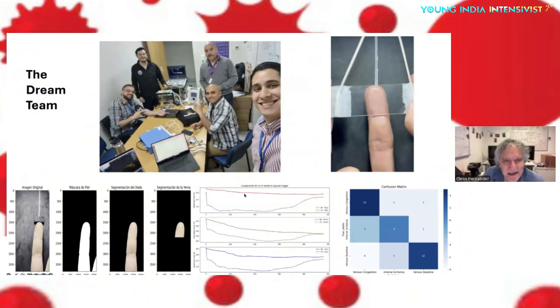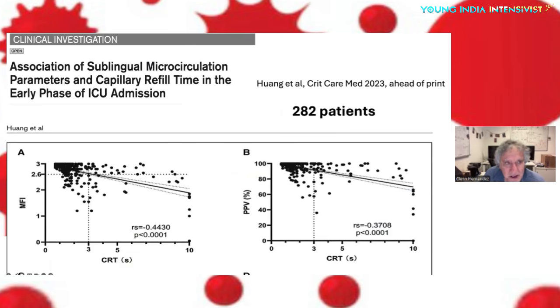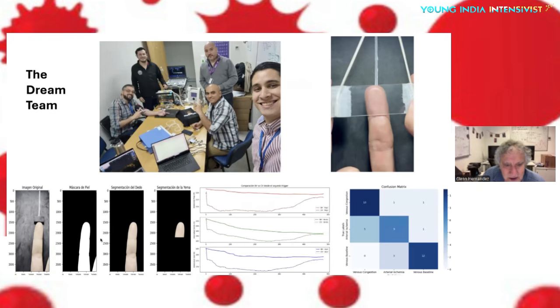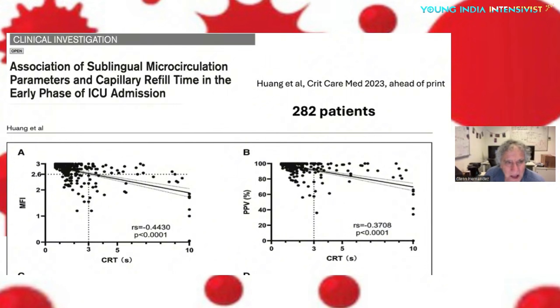And also, this is my local team at the university, the dream team, I say, where they have been working in the black box here, trying to find if there is some feature of the capillary refill time response that represents venous congestion, which would be very nice. And they are working on this.